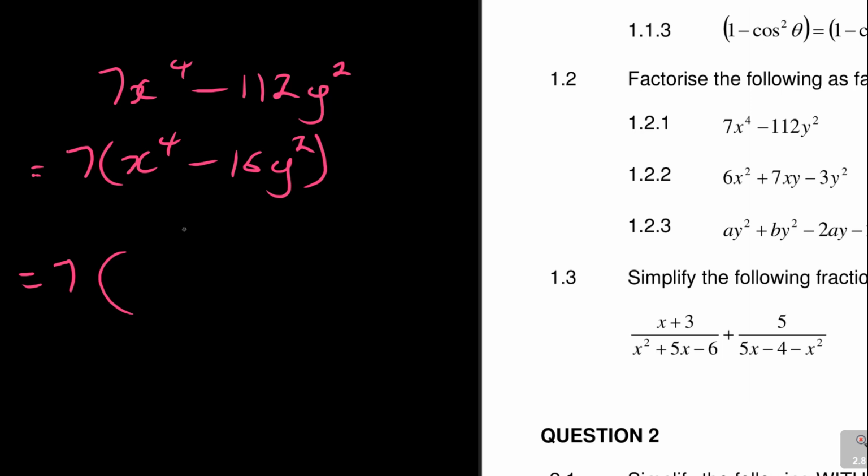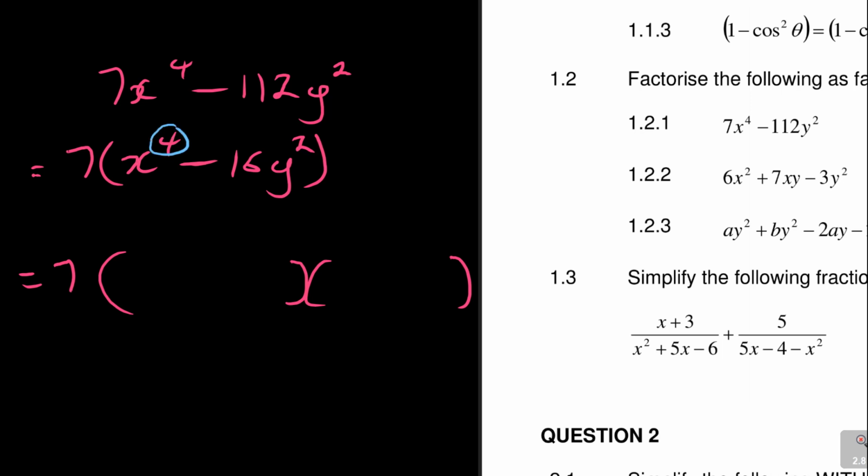Now this is what you do. Whenever you see two things like this, it is a difference of two squares. You must always know I've got x to the power whatever, 16 to the power whatever, and they will always give you even numbers. There must be numbers that can be divided by 2.